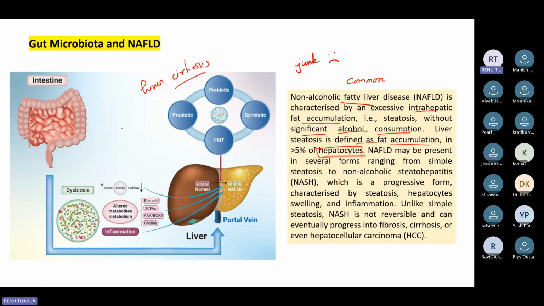So see, this is the intestine, and if you are having dysbiosis, it means you have altered the natural condition, altered the natural microbiota.